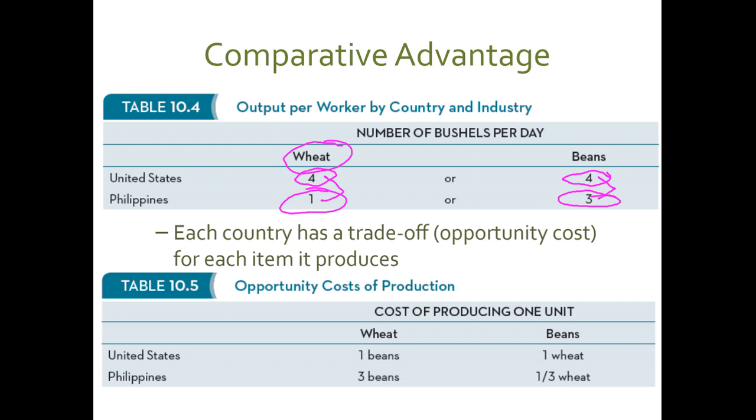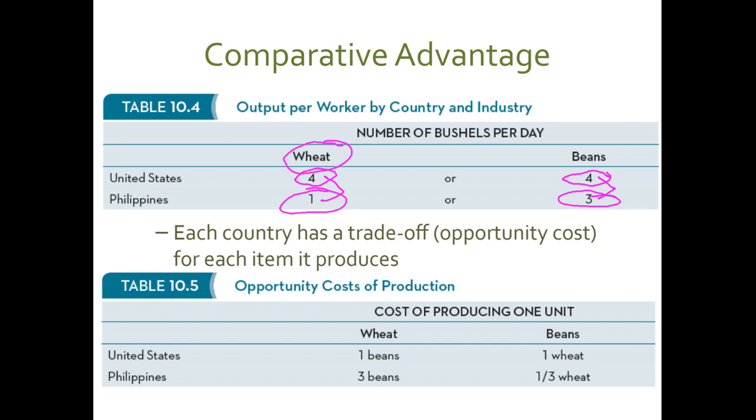So comparatively or relatively, US workers are more productive in wheat compared to beans. They are more productive in both sectors. But if you compare which one is more productive, US workers are more productive in the wheat sector compared to beans relatively. So this is what we are going to calculate, because we just don't calculate by looking at the difference, 4 minus 1 and 4 minus 3. This is not going to happen. This is clearly visible, sometimes not visible.